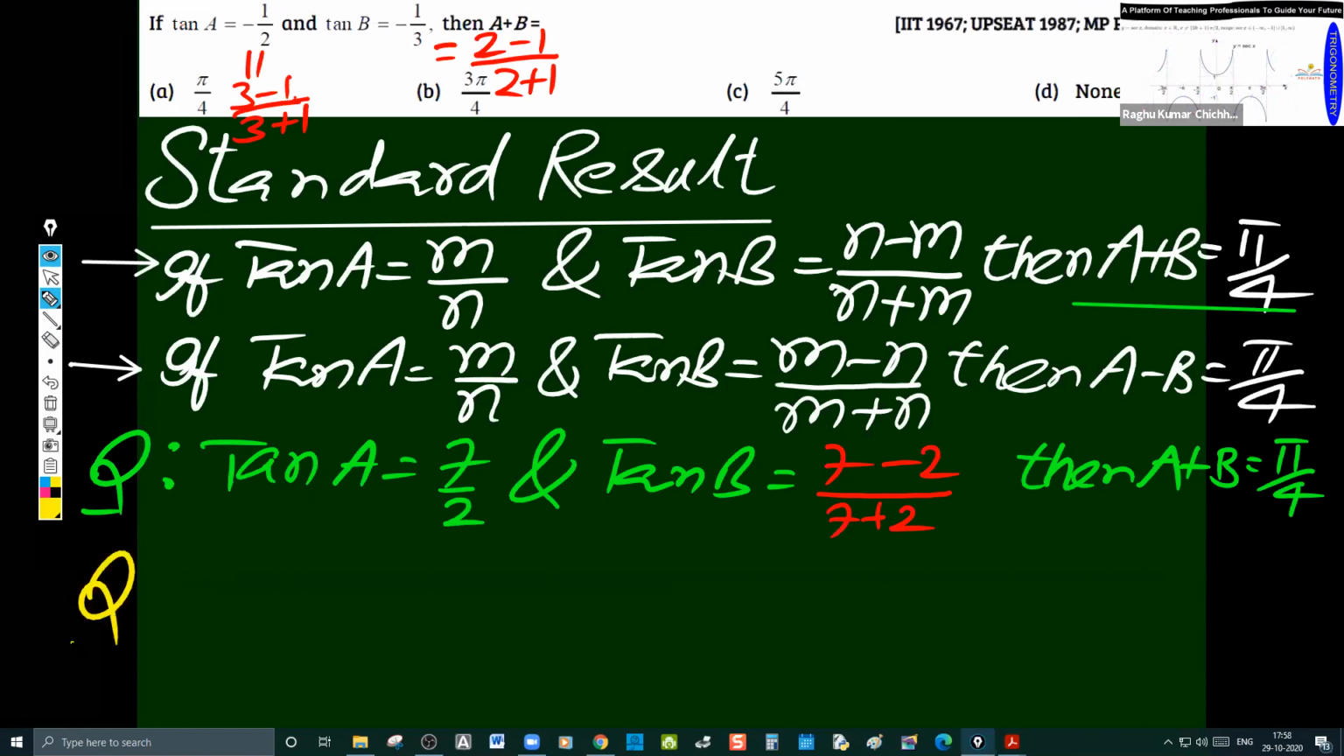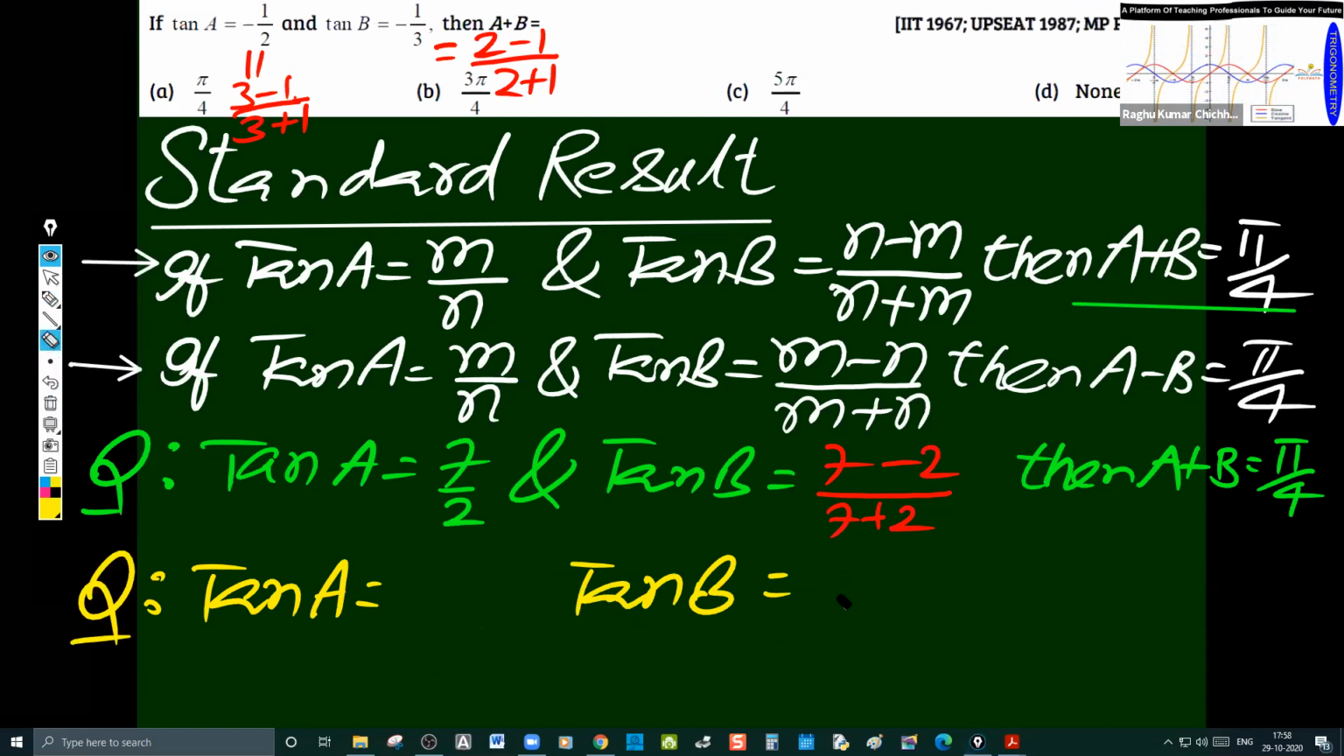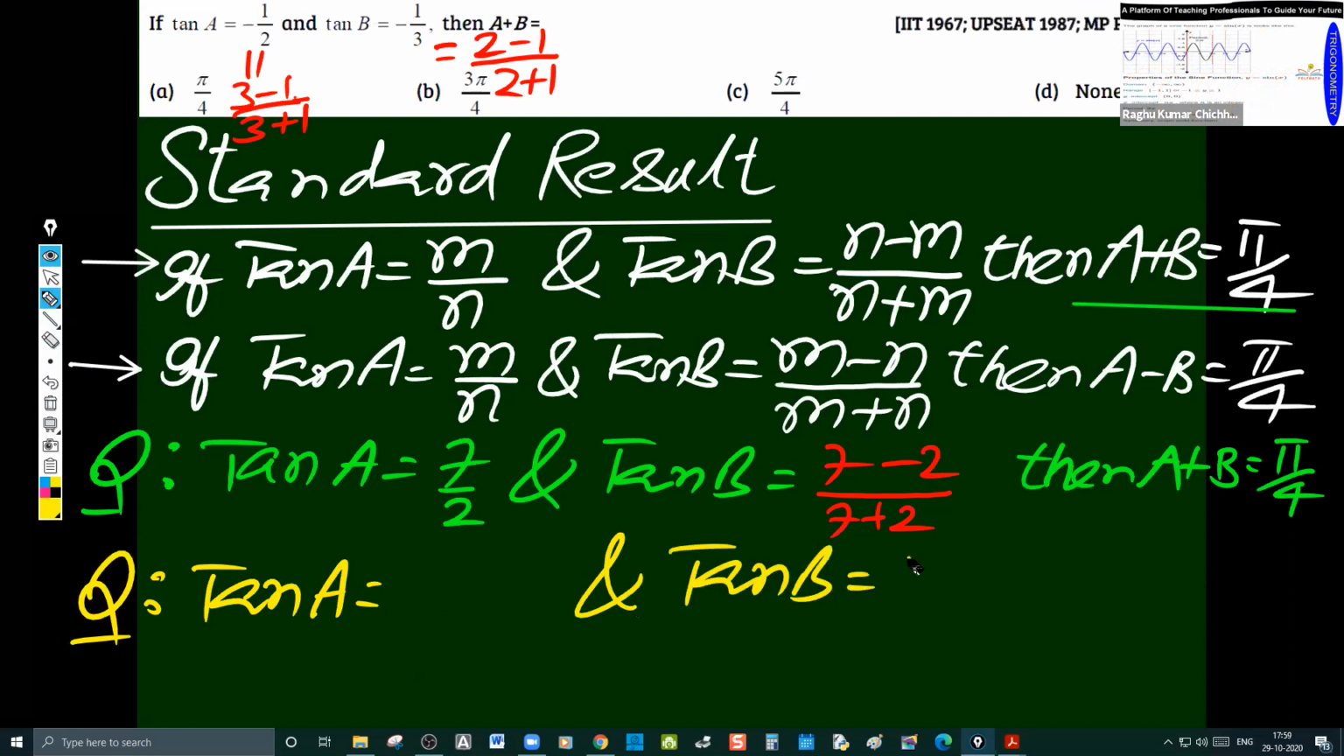Changing the question now. Tan A is something like 2 by 5, and tan B I want to write, otherwise I'll change it like this. I'm asking you to fill in the blank of tan A. I'm giving you tan B as 2 by 5.